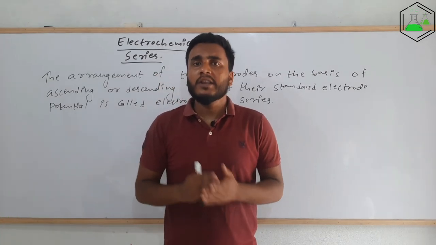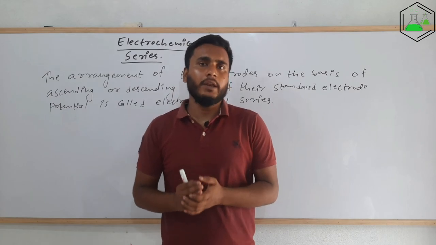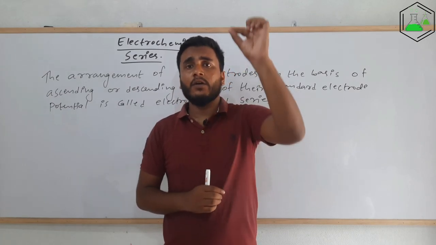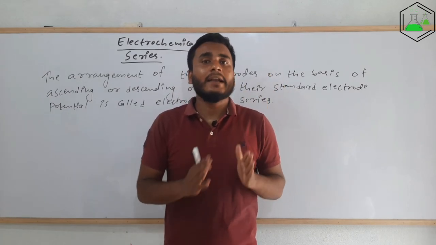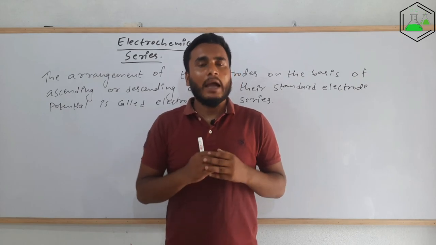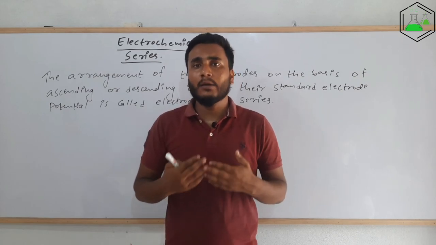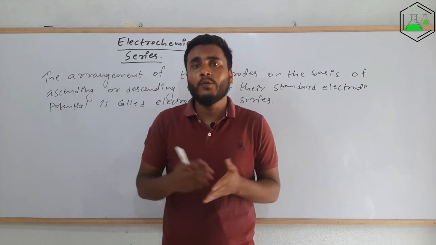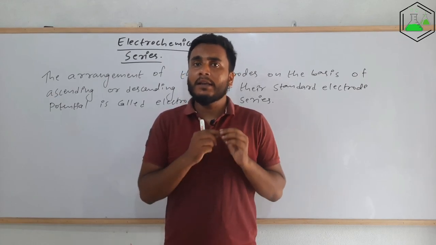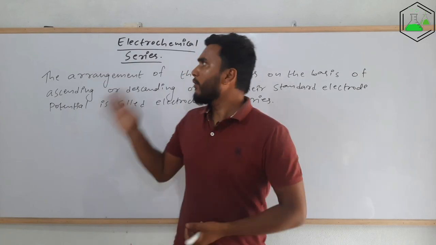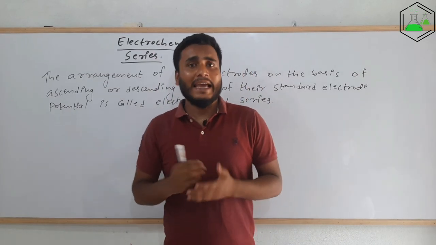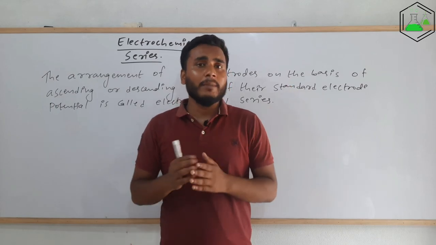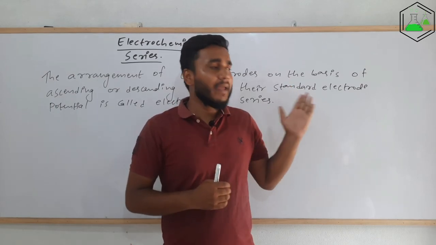It is nothing but just the arrangement of all the electrodes on the basis of increasing or decreasing order of their standard electrode potential. I have already made a video on how we can calculate the value of standard electrode potential of any cell just by coupling it with SHE. You can find the link in the description below. Now, as we know what electrochemical series actually is, let's see the electrochemical series chart.